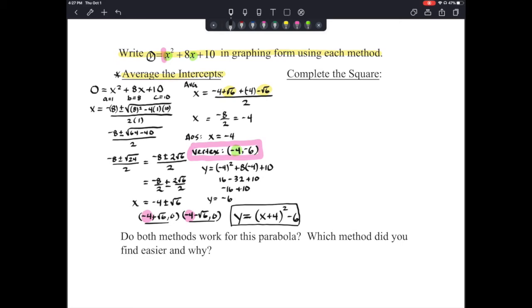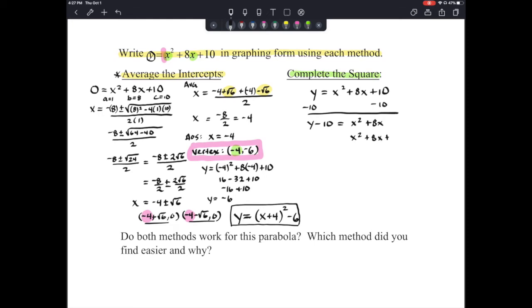Let's see how this process works now for completing the square. So remember, we're going to solve it using completing the square. We have y equals x squared plus 8x plus 10. Our first step, subtract the 10 from each side. We have y minus 10 is equal to x squared plus 8x.